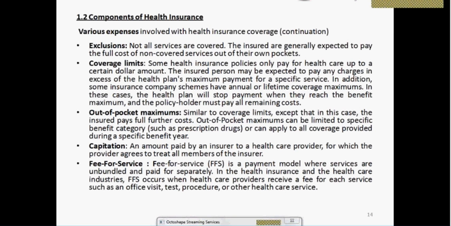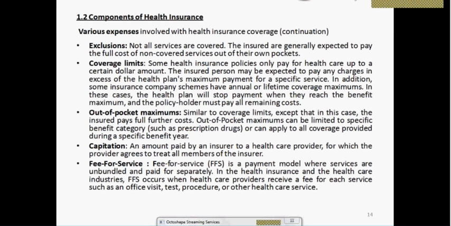Similar to the coverage limit, the insured pays the full cost. So the out-of-pocket maximum can be limited to a specific amount. That means, for example, if there is an out-of-pocket ceiling, then you need to know what the ceiling is. You cannot exceed more than that particular ceiling, and anything more than that, your insurance company pays. But as a policy holder, you need to know what the out-of-pocket maximum the company is offering you.